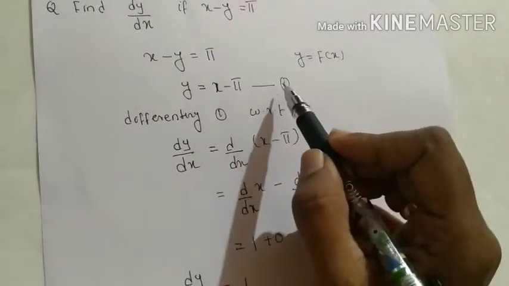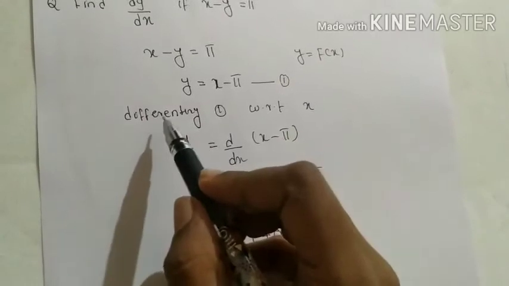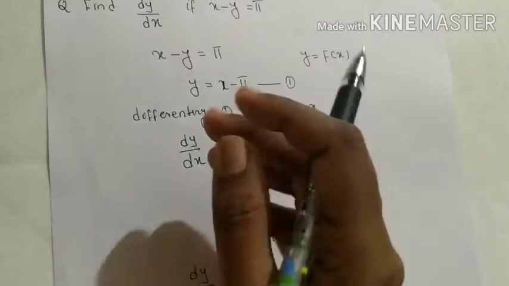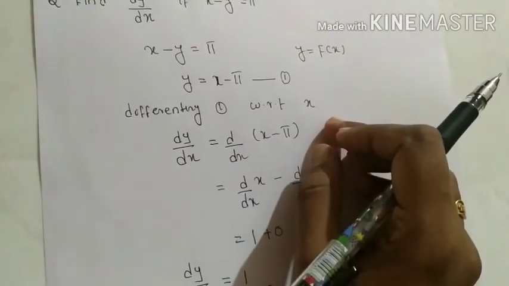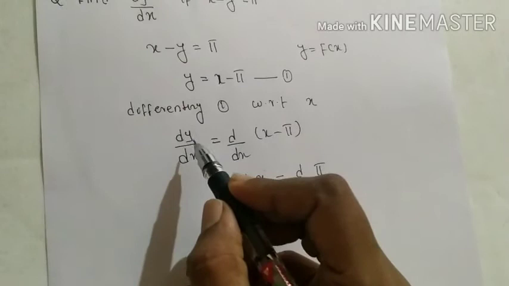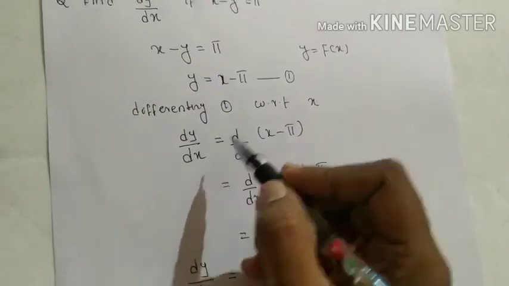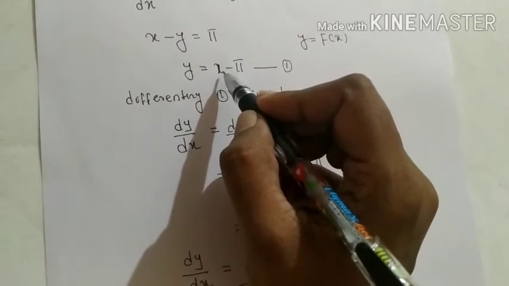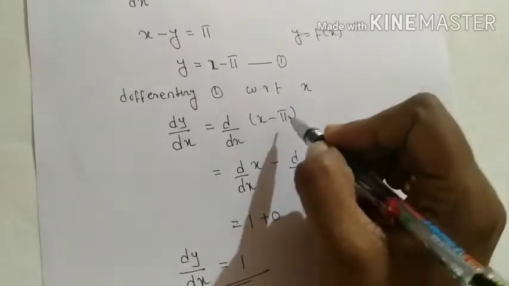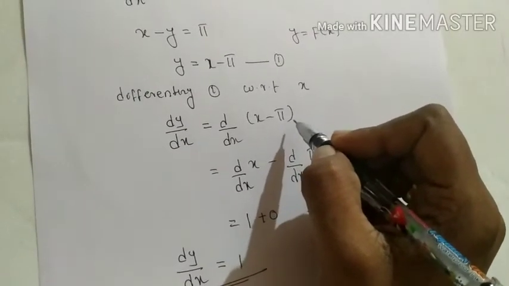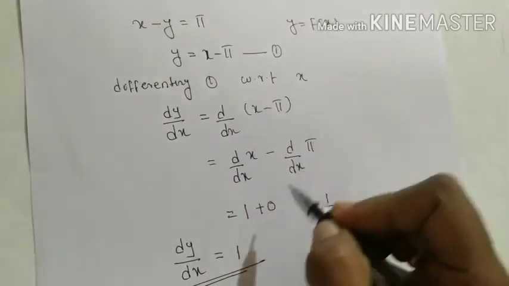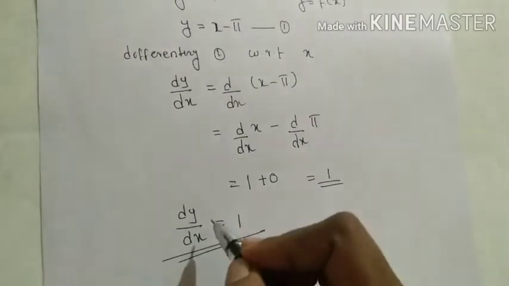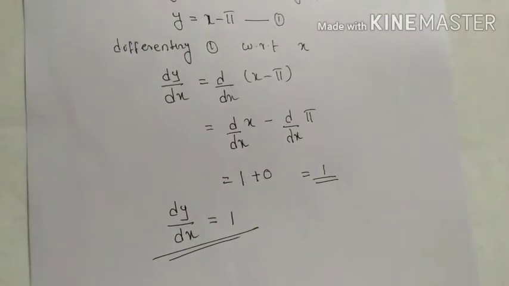So, let us take equation number 1. Differentiating on both sides with respect to x, on LHS we get dy by dx, and on RHS first we need to calculate the derivative of x, that's equal to 1. Second one is derivative of pi. Pi is a constant. We know that derivative of a constant is equal to 0. So substituting here we get 1 minus 0, that is equal to 1. So final answer will be dy by dx equal to 1.